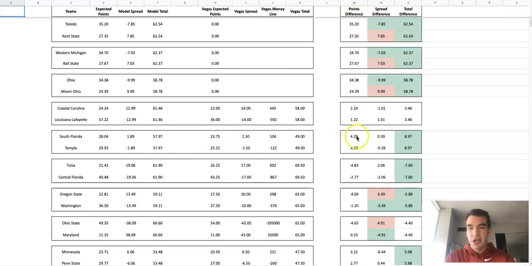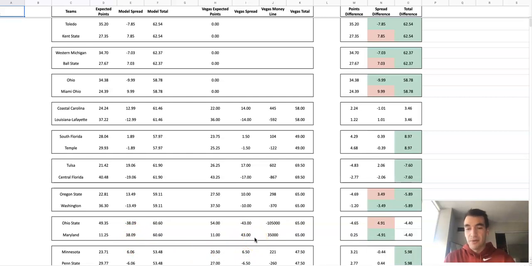The points difference, like we said, shows there is some decent overexposure to South Florida and Temple. Spread difference: if you look towards Friday, for those that are watching this for free without being a Bookie subscriber, here you go. Here are some future games for you to possibly look at. Our model projects Washington to win by about 13.5 points. Vegas has them winning by 10, so that's a great spot to target. Down here, Maryland, we expect them to lose by 38. Vegas has that at 43.